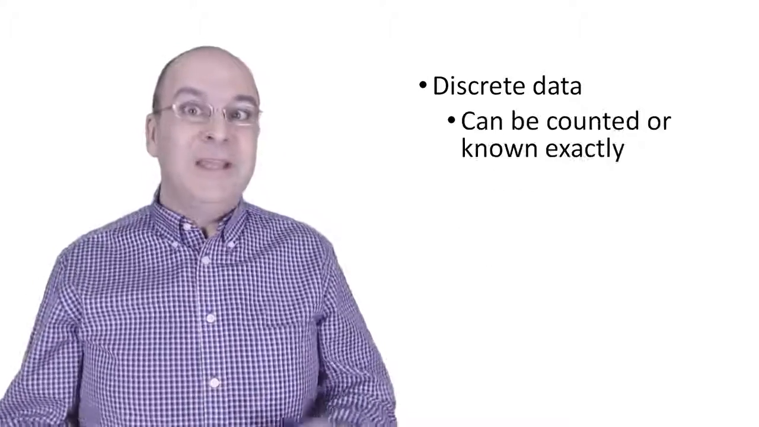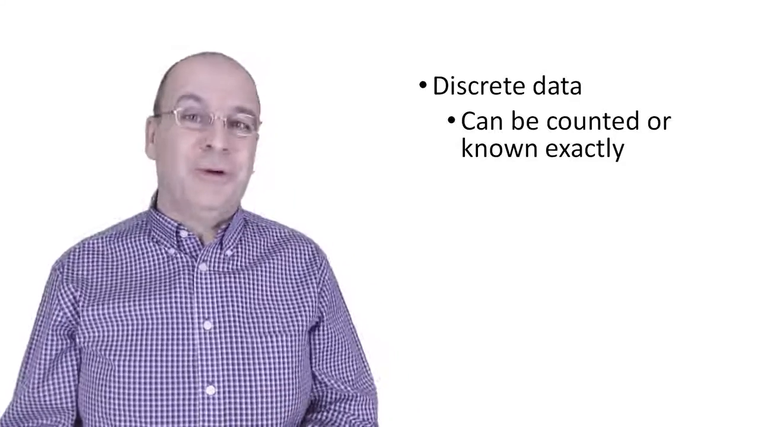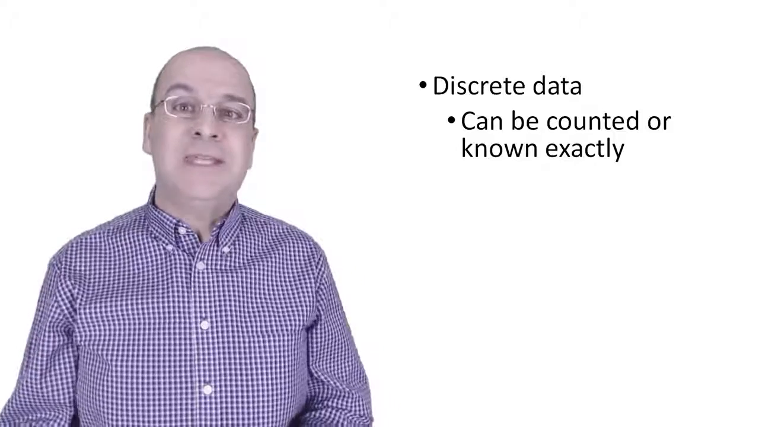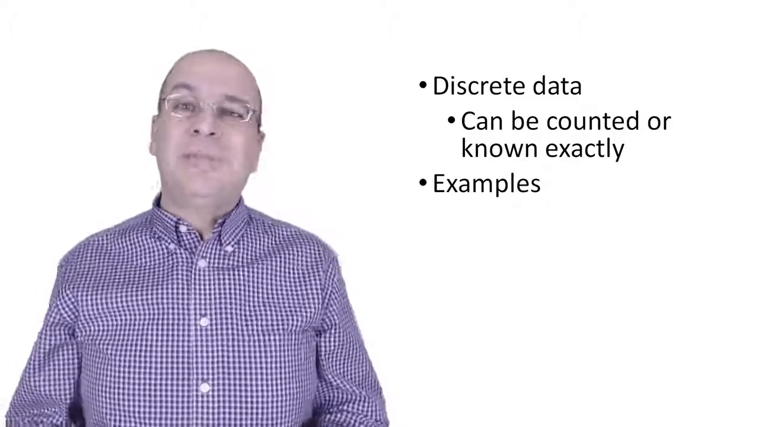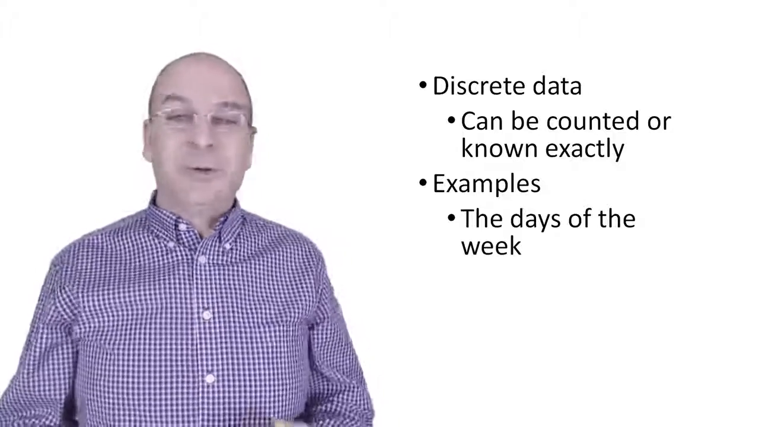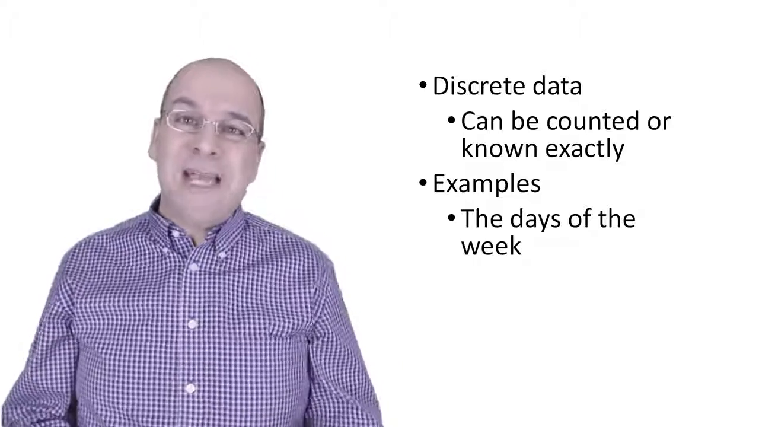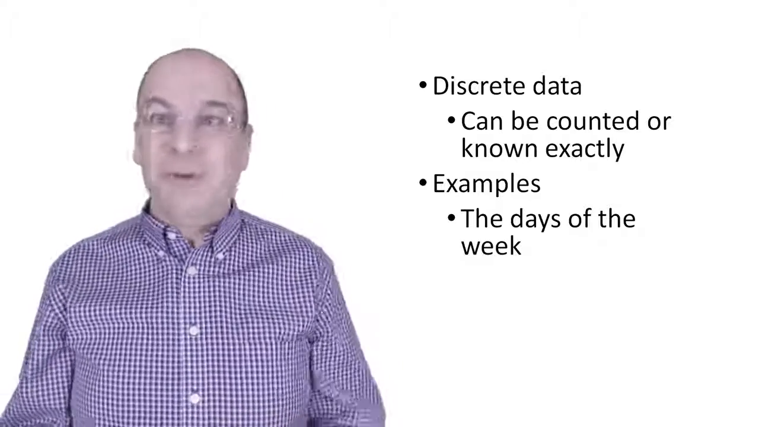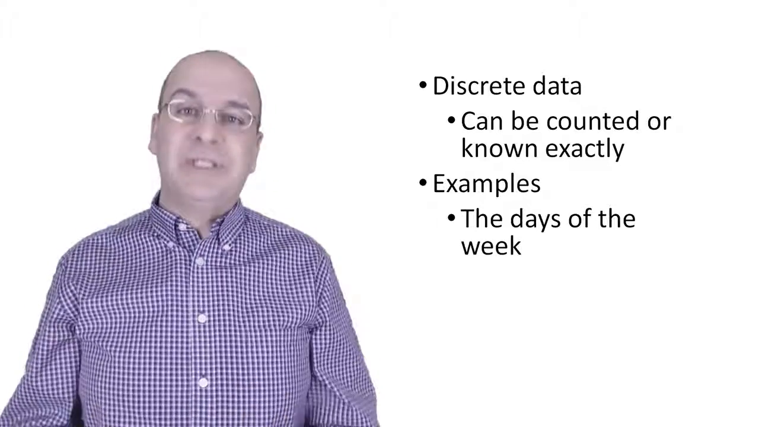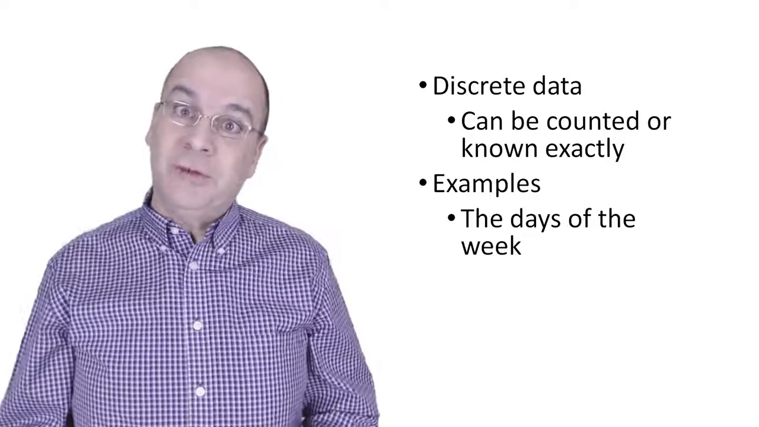Discrete data, the values are either known or limited, so there are only a certain number or certain specific values that the data can have. Some examples here are the days of the week. Right? There are only 7 days of the week, Monday through Sunday. So we can't have any Monday and a half or Monday, Tuesday or anything like that. There are specific values and only those values for days of the week.